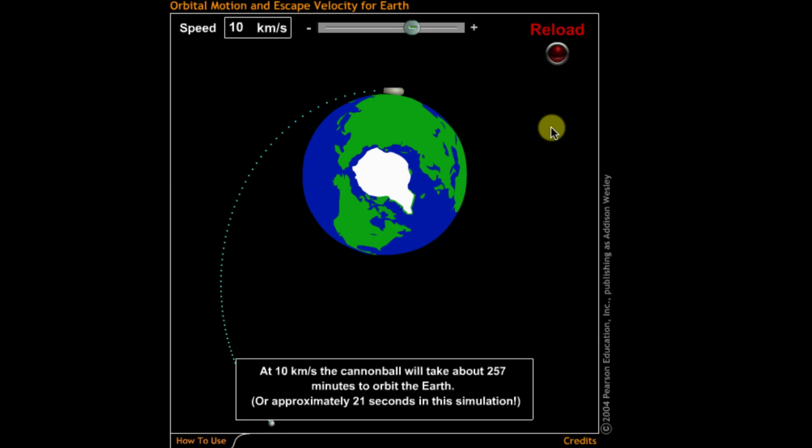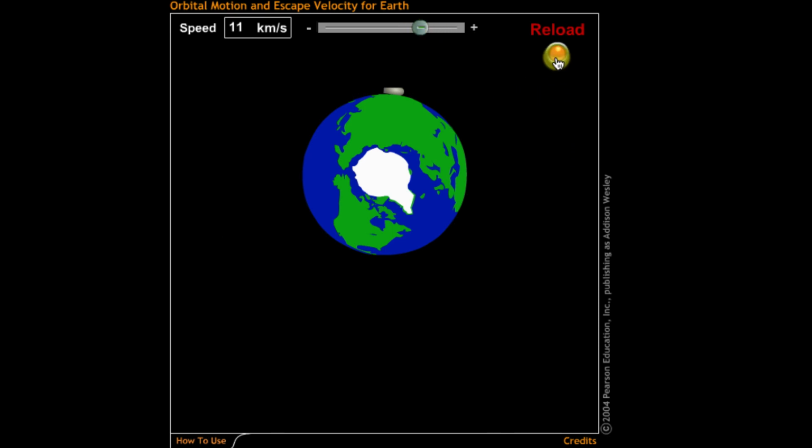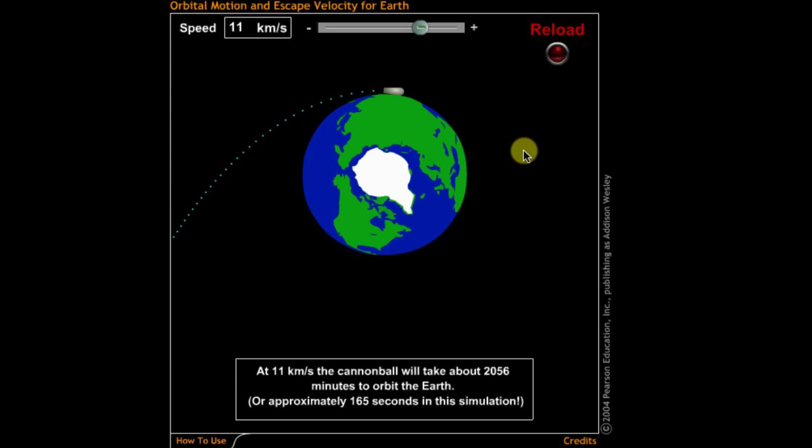But notice how the orbit gets bigger, and the cannonball is able to get further and further away. And then eventually it comes back though. So it takes 257 minutes to orbit the Earth. Of course, that's not the time that you're seeing it. Now if we increase this to 11 kilometers per second, we'll fire, and it'll just tell us what's going to happen. At this speed, the cannonball will take about 2,056 minutes to orbit the Earth.